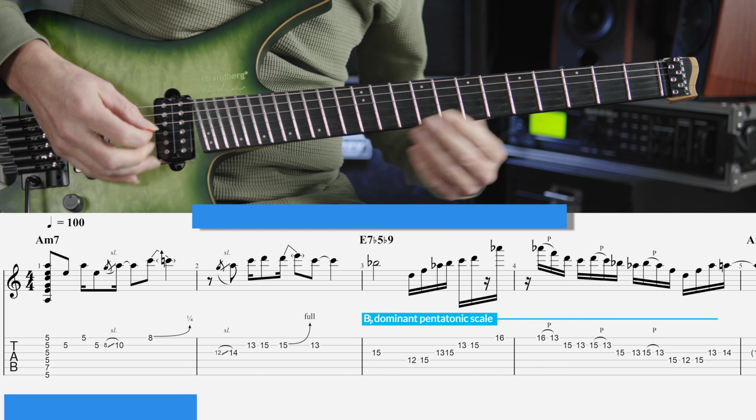Now the D flat dominant pentatonic scale over a G dominant 7 chord results in an altered sound. Here's an example of that dominant pentatonic scale played over such an altered chord.